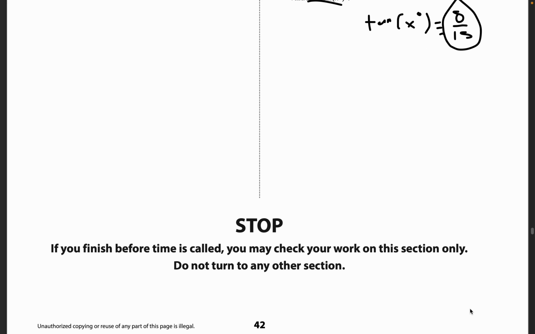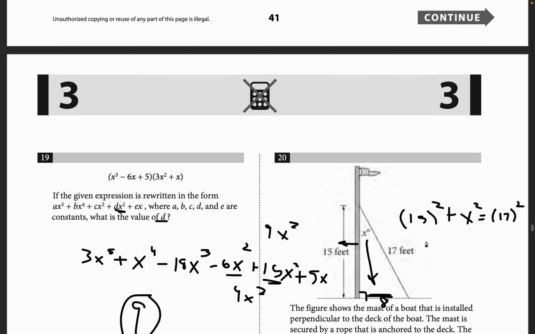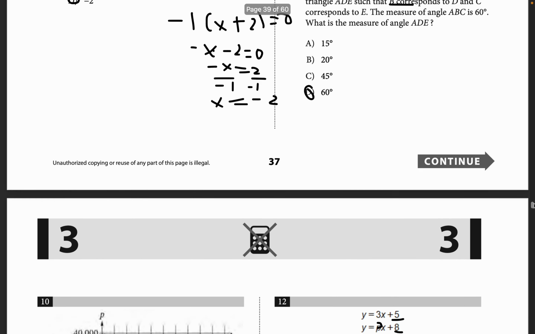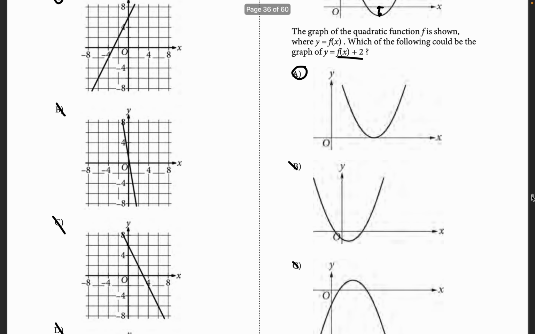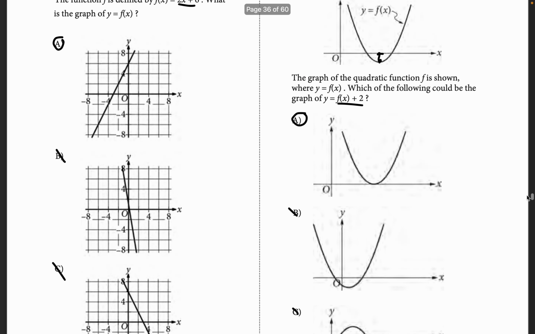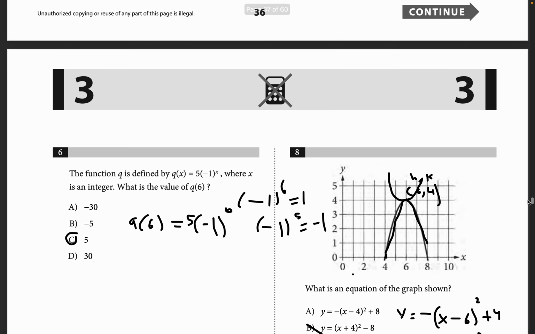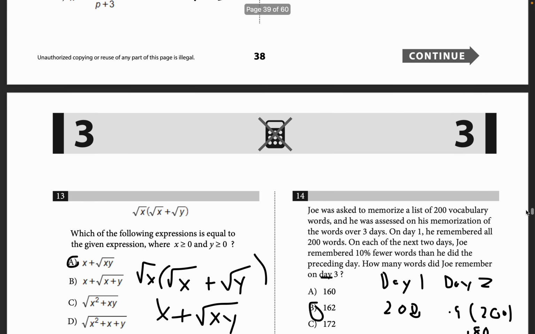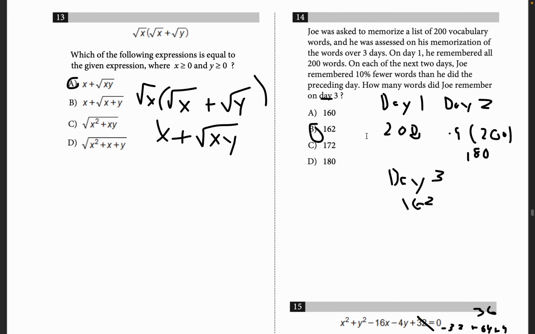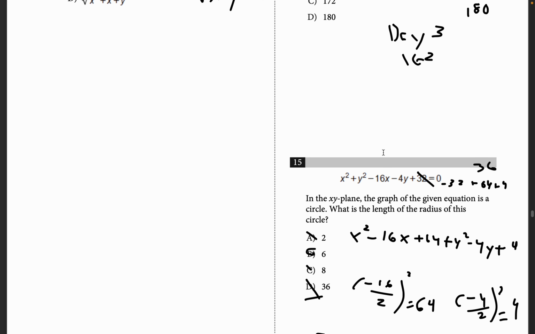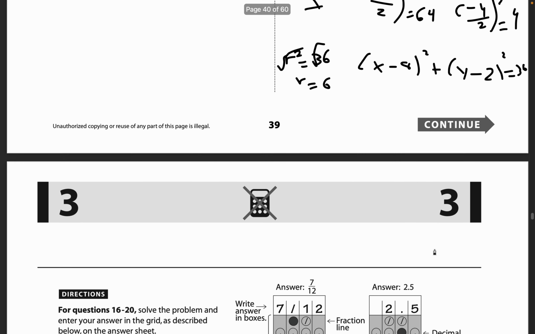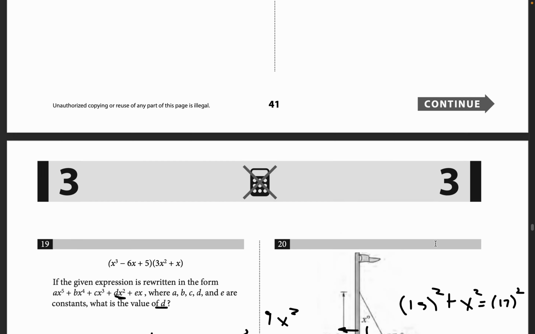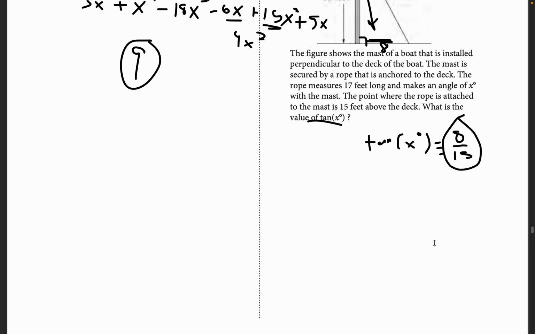Okay. And that is it for the math no calculator section for the October 2022 SAT. This was a fairly good no calculator section. The hardest question I would say was probably this one, just because it required a little bit more work. Or this one, yeah. But it was fairly easy. Okay, so yeah. And the next video will be the math calculator section.